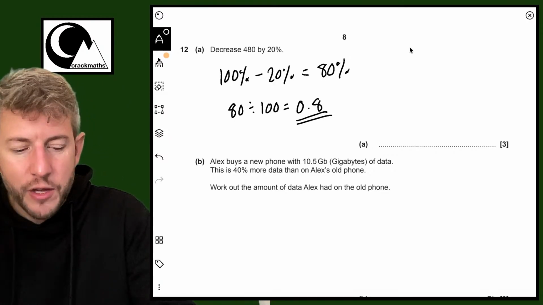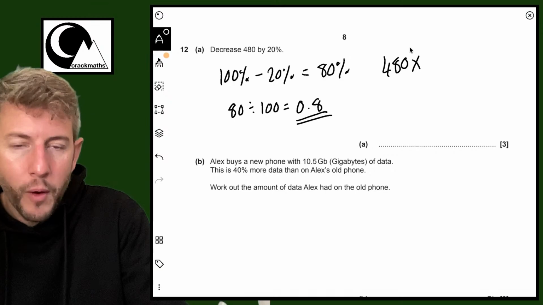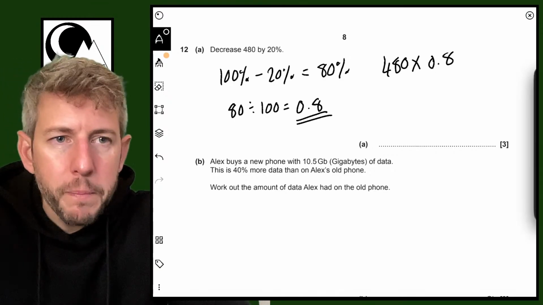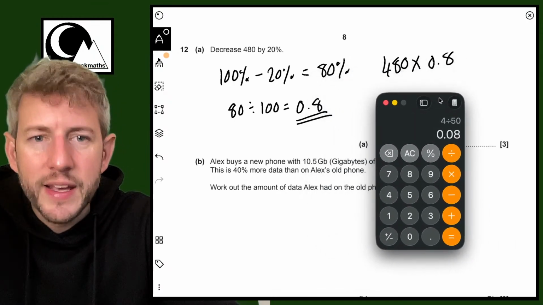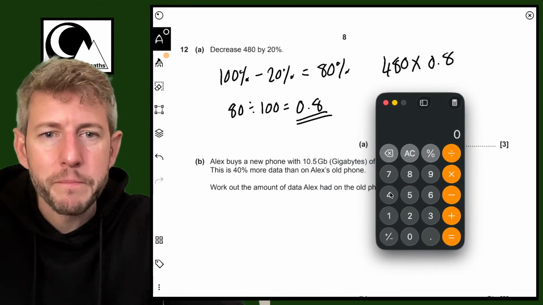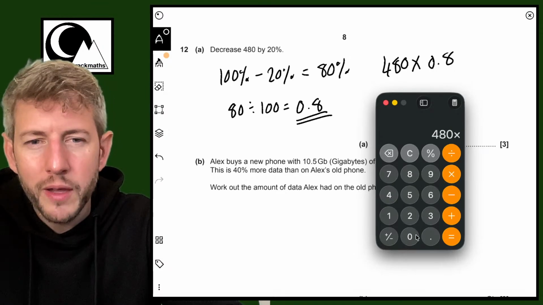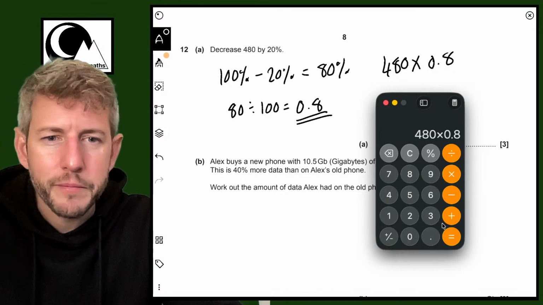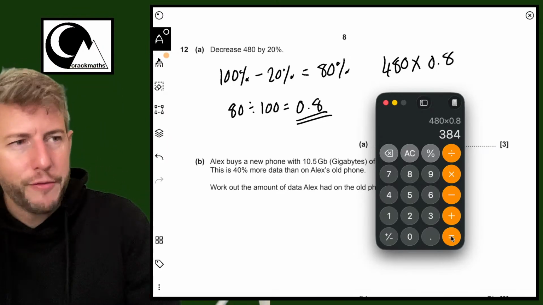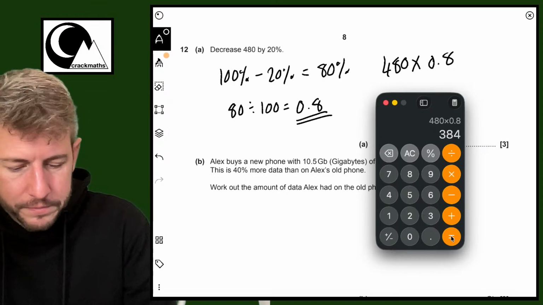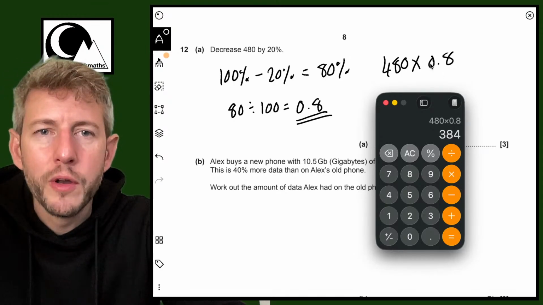So now we just need to do 480 multiplied by 0.8. And I'm going to get the calculator out for that, because that is something that is much easier to do with a calculator. So here we go, 480 multiplied by 0.8. There we go, and that's 384. So there we go, 384. And now we can move on to part B.